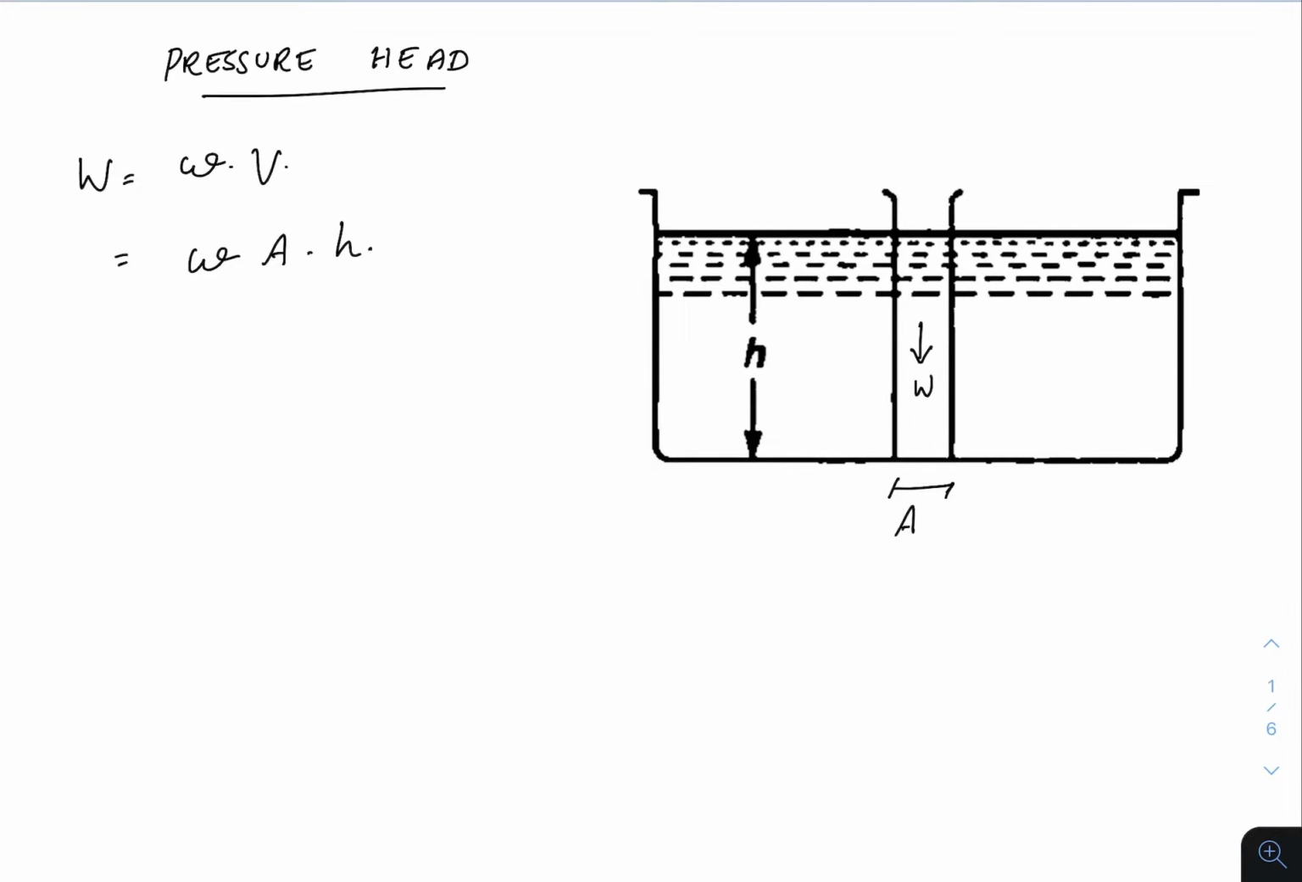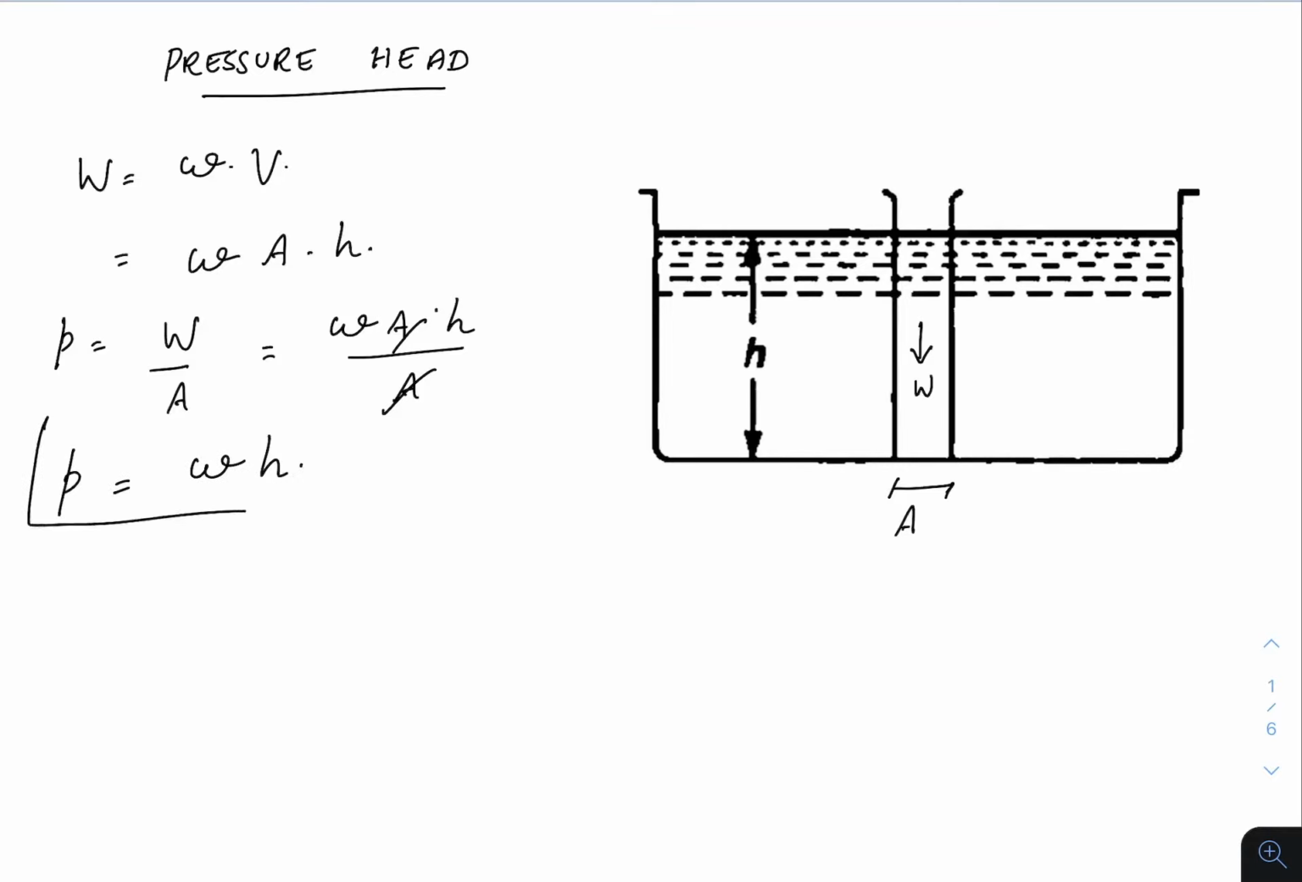So we know that pressure is equal to the weight of this liquid divided by cross-sectional area. So it will give you weight density into A into h by capital A. So you get that pressure is equal to weight density into small h. This is our derivation. So pressure can be expressed as Newton per meter square, kilonewton per meter square or kPa, kilopascal, or Newton per mm square or MPa.